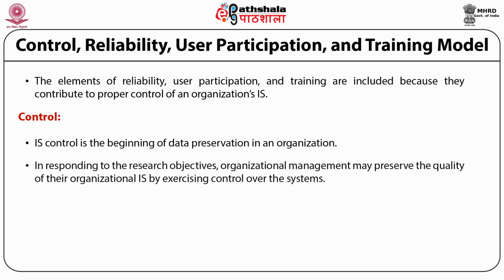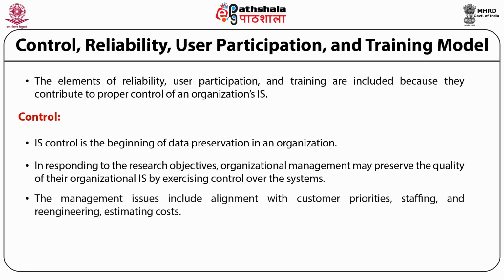In response to the research objectives, organizational management may preserve quality of their organizational information system by exercising control over the system. Management should consider exercising control to uphold responsibilities and roles and avoid scope divergence, schedule slippages, and cost overruns.